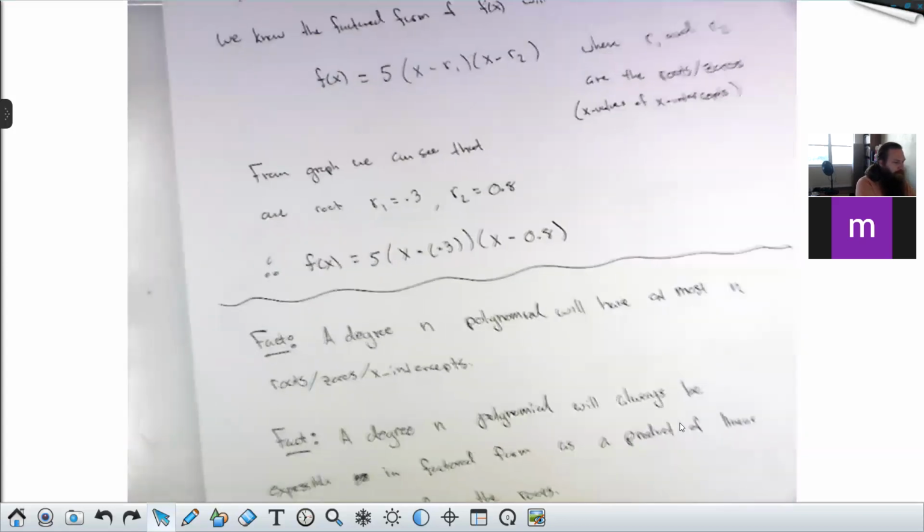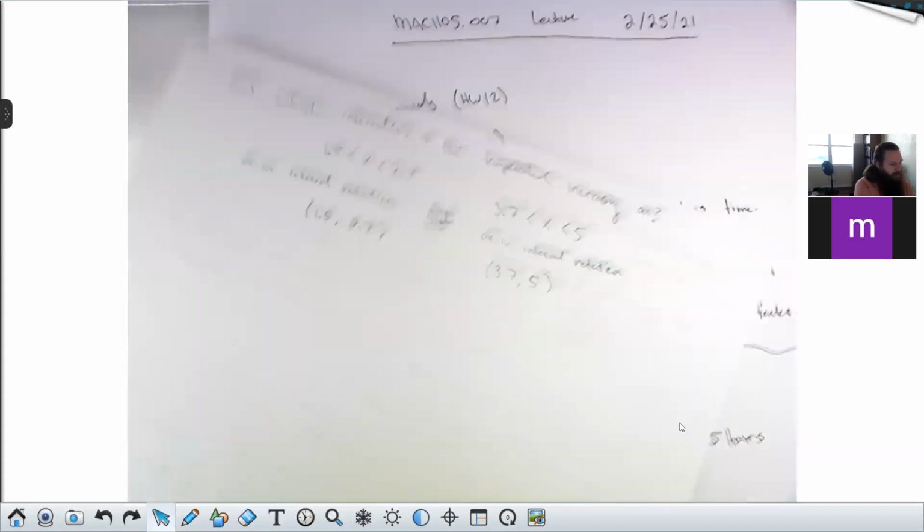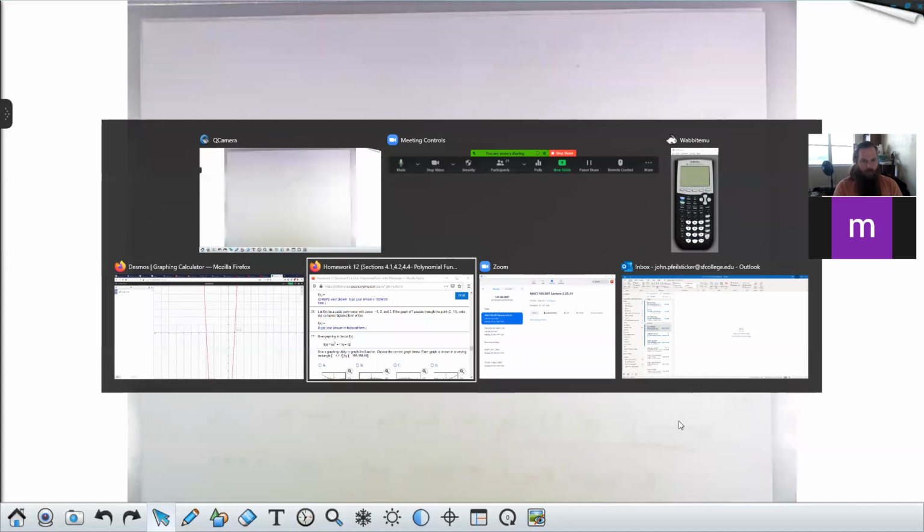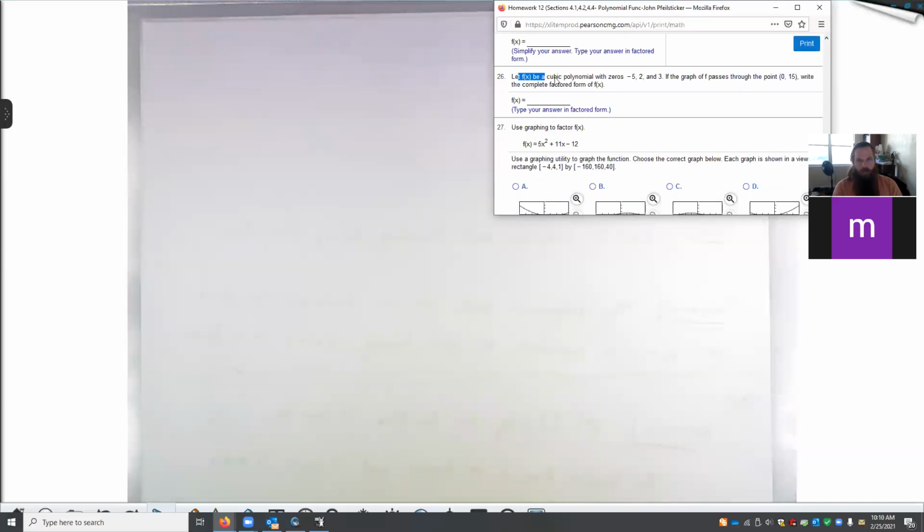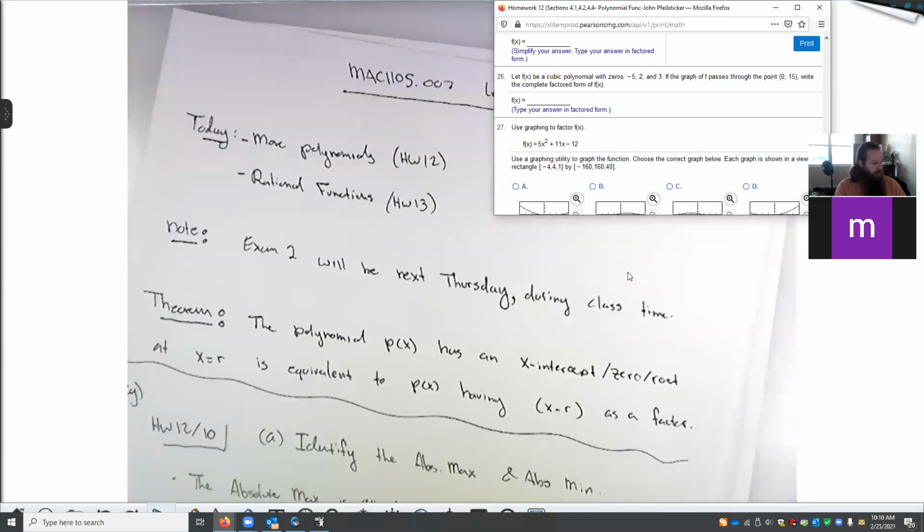All right, I'm going to do one more problem from this section, and then we're going to talk about rational functions. We wanted to see number 26, right? That was the other one we asked for in chat. So let's take a look at that. It says, let f of x be a cubic polynomial with zeros -5, 2, and 3. If the graph passes through the point 0, 15, write the factored form of f of x. So that's exactly what we're looking at here. Where was it? Here.